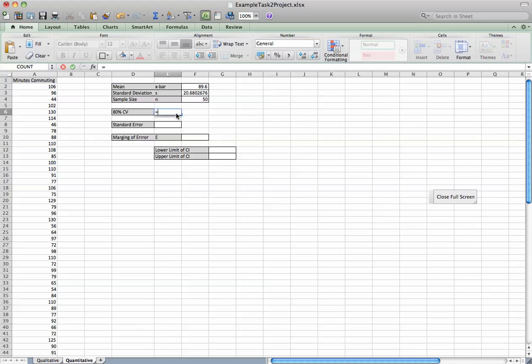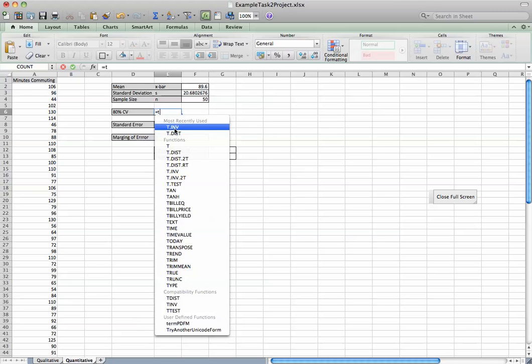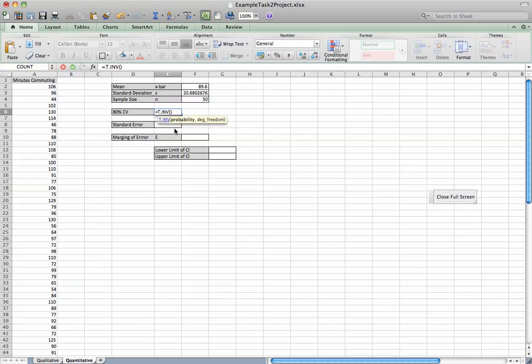So the student's t distribution is the t distribution, and we are going to be using the t inverse because we want to find the critical value based upon a probability. So an 80% confidence level, that means that 0.1 is in each tail. So if I want the positive value, that means there's 0.9 to the left, and then the t distribution also needs degrees of freedom. Degrees of freedom is 1 less than the sample size, so that would be 49.